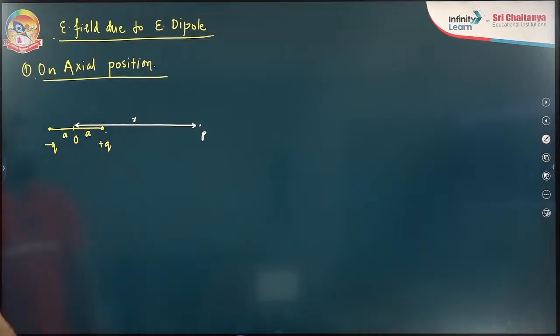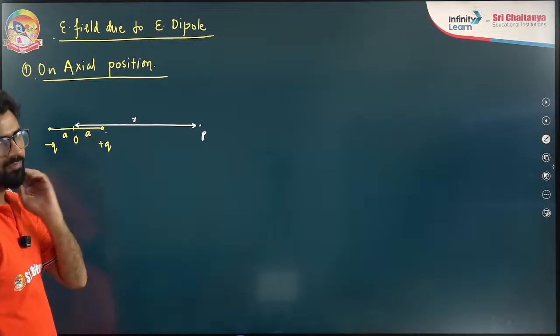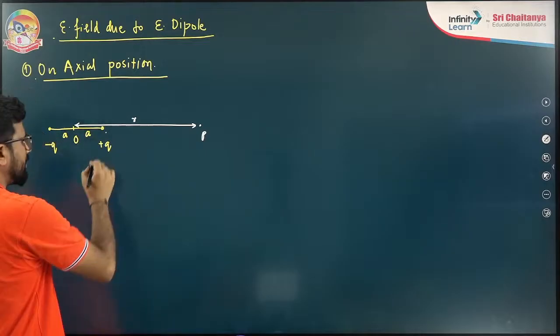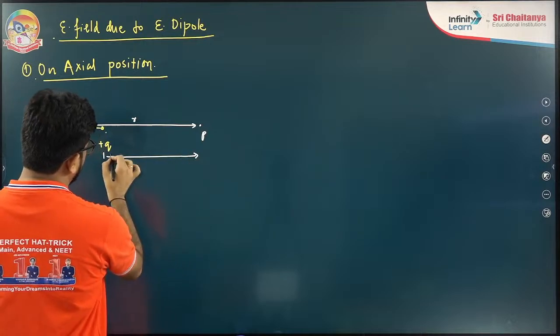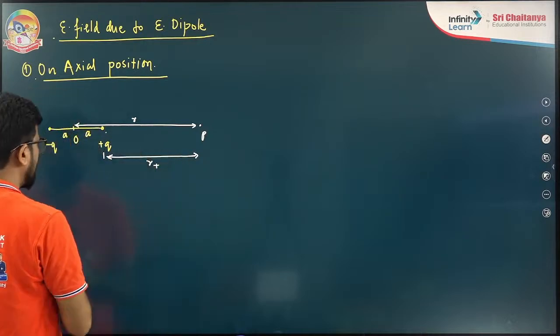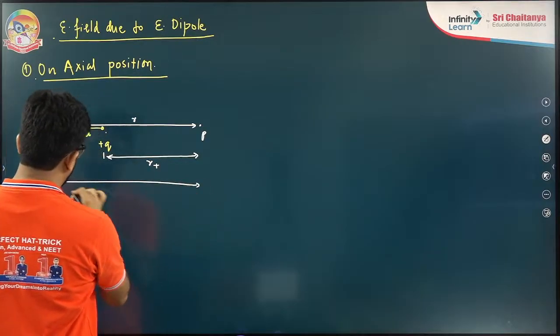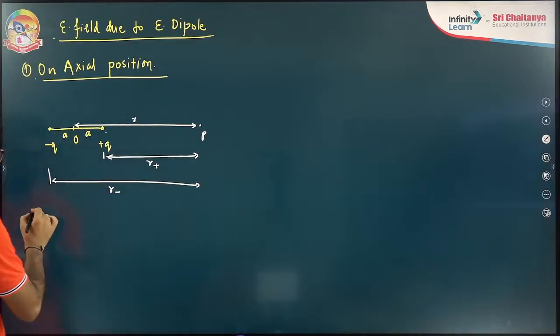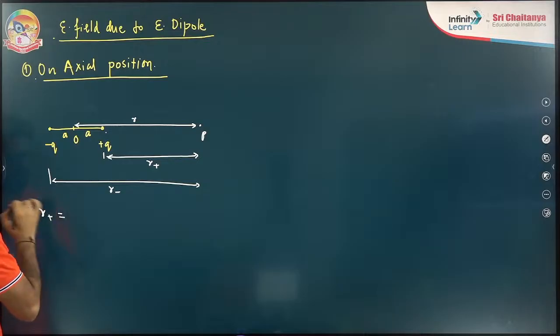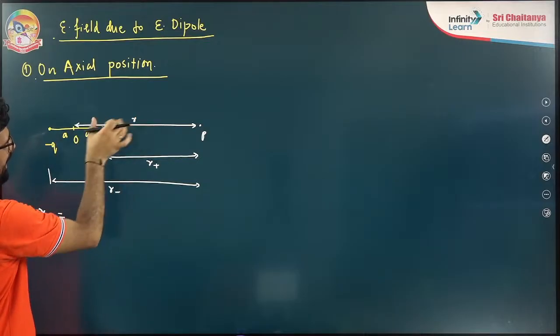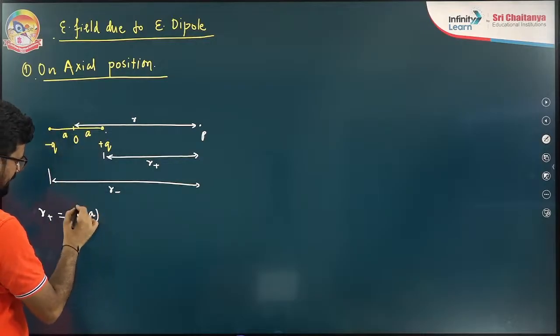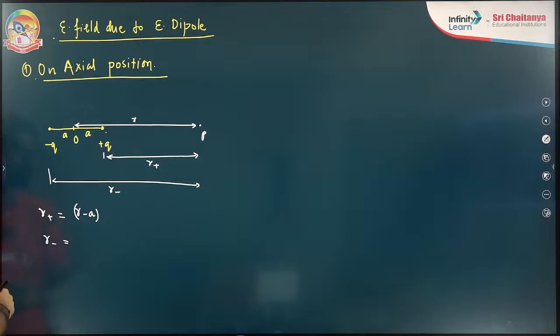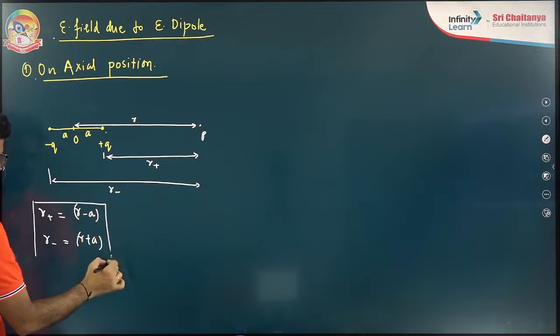Got it? How to calculate it? Because there are 2 point charges, we have to write the two fields. Try to understand it. Due to the positive charge, suppose this is the R positive separation. From the negative charge to point P, this is the R negative separation. If I ask you the value of R positive, you will say this is R minus A. And R negative separation is R plus A. This is a very basic thing that you can write. That means R positive and R negative values are like this.